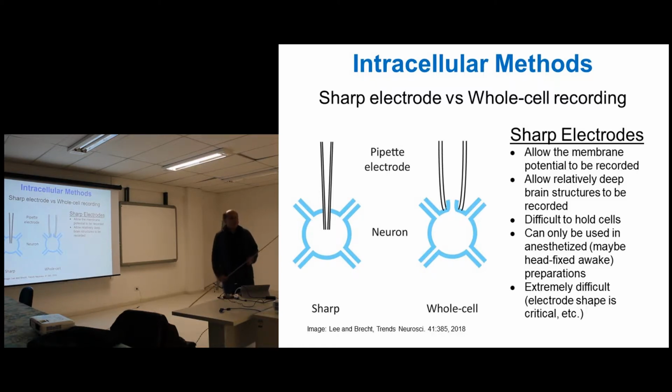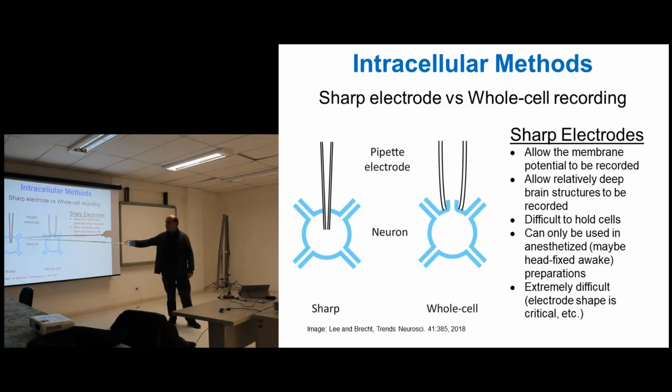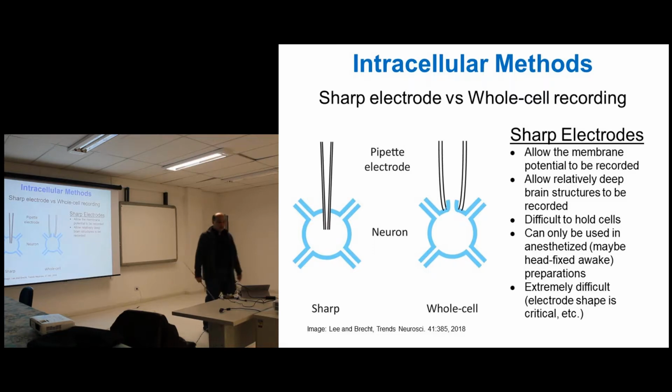Sharp electrodes allow you to record from relatively deep structures. You can keep on moving the electrode down through the tissue, and even if you get some junk at the tip of the electrode, it doesn't matter. You can just still penetrate another neuron. That's one reason why they've been used quite extensively, especially in the early history of neuroscience.